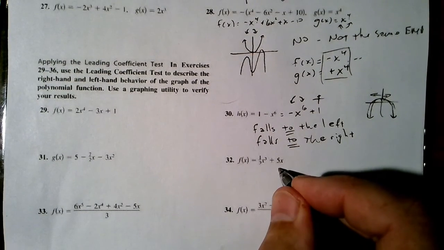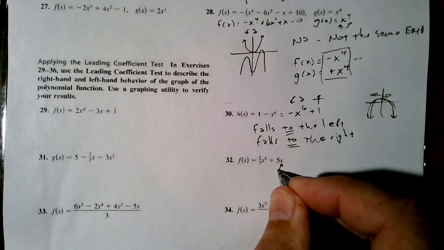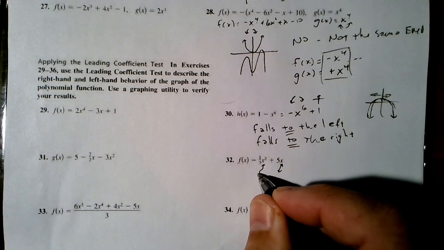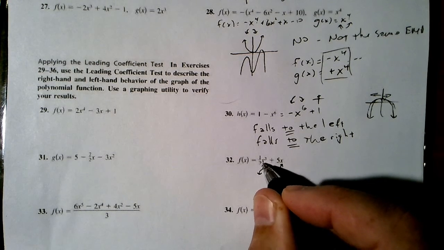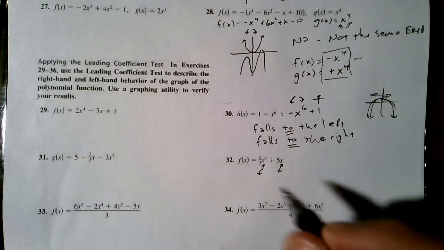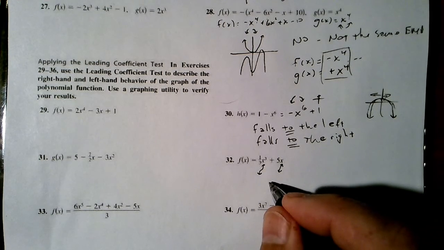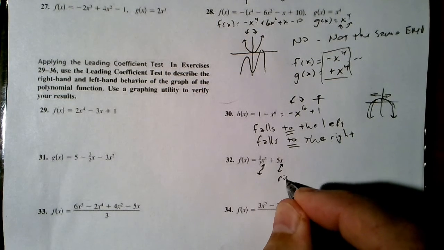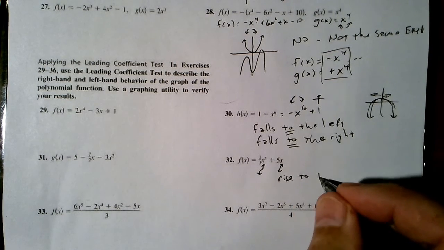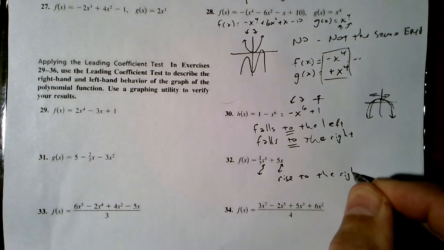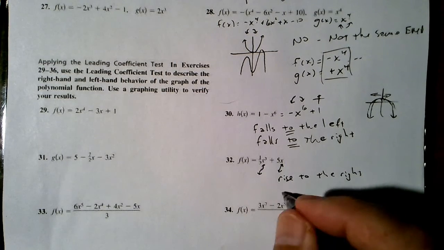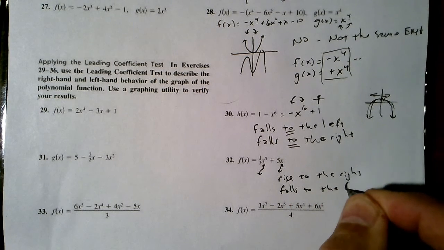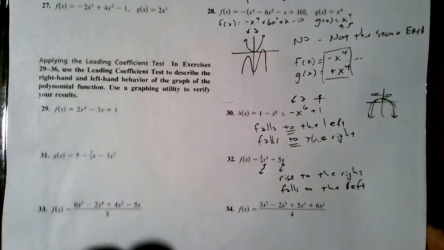Now this graph is going to start looking like a steep line, like 5x, but eventually it's going to look like a positive cubic, rise to the right, fall to the left. So we would say it's a positive third degree, rises to the right and falls to the left.